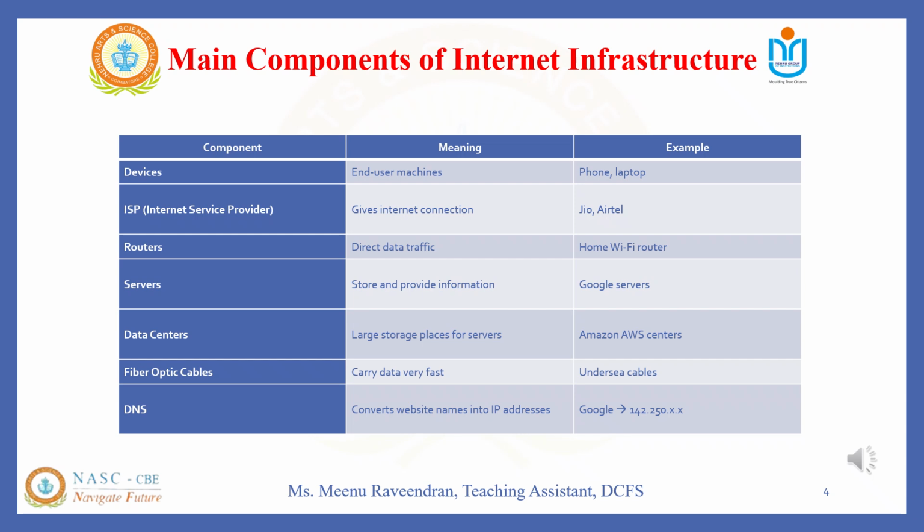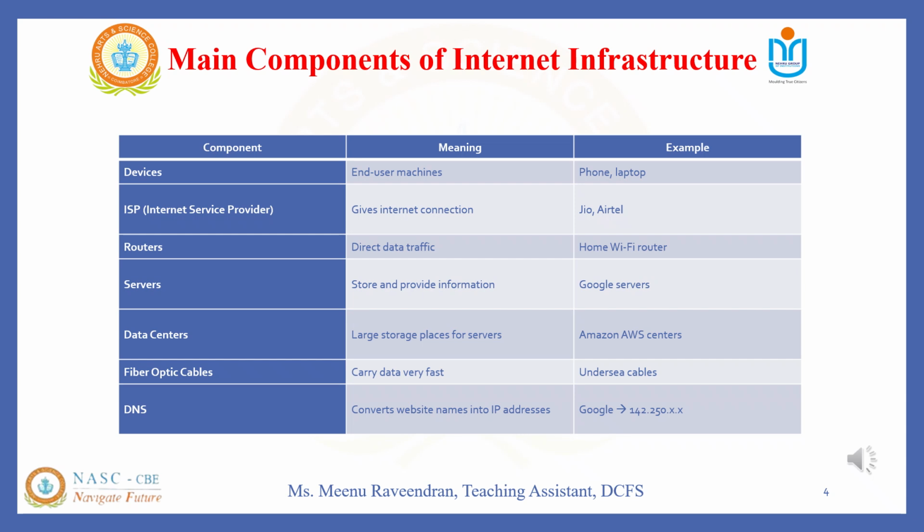Next are servers. Servers store websites, applications, emails, and other online services. Then we have data centers. These are the buildings that contain thousands of servers working continuously. Large companies like Amazon, Google, and Microsoft own massive data centers. Another important component is the fiber optic cables. These cables transmit data using light signals at extremely high speeds. Many of these cables are laid under oceans to connect different countries.